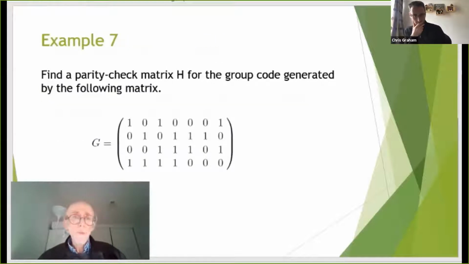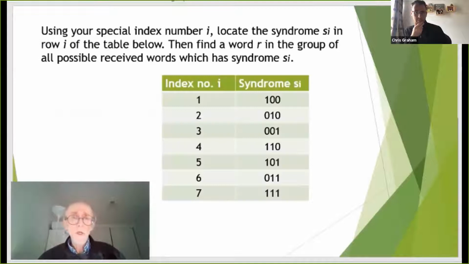Now, they had to start with this generator matrix for a group code and find a parity check matrix, H. Then they had to use the matrix H to produce the syndrome of their selected received word and make sure it matched the required syndrome in the list.